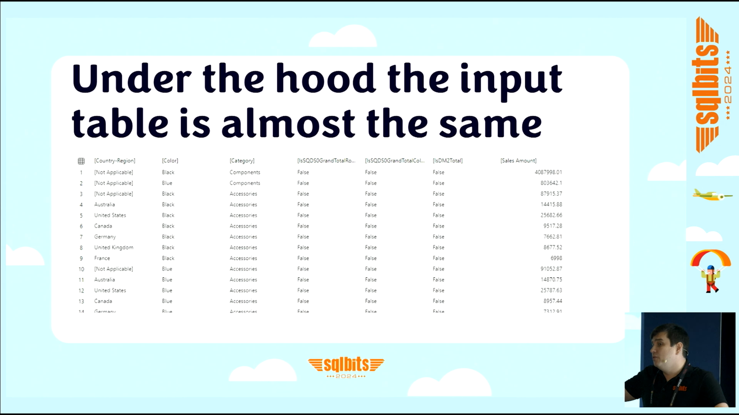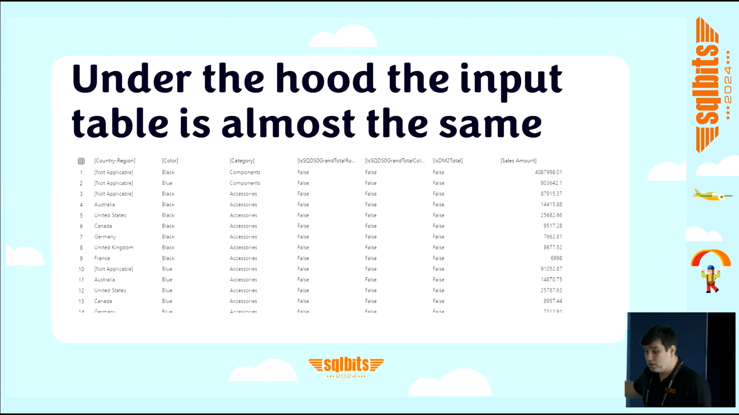The input table for a visual calculation is this one for my specific scenario, which is the country, region, color, and category fields with three totals: the grand total for rows, the grand total for columns, and the intermediate totals if I have more than two group by fields that were set to that specific axis.